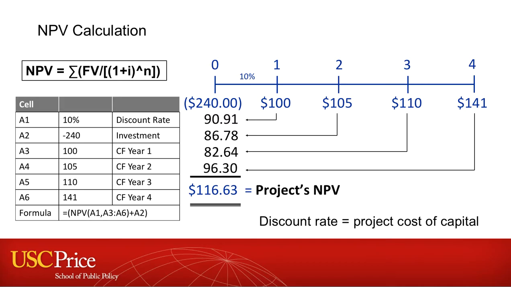The reason we add the investment at the end is because the Excel function starts with time period 1 and not 0. Remember this point. It's an easy mistake and it's made very often. So whether we calculate by using a formula or by using Excel, we get the solution of positive 116.63. The net present value of the project is positive, so this is an investment that could go forward.